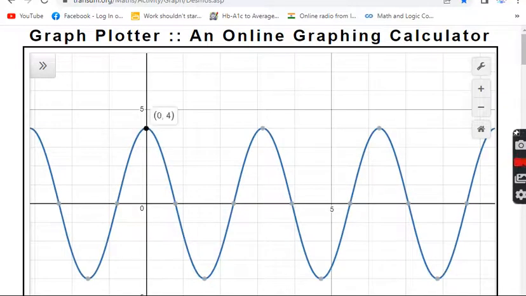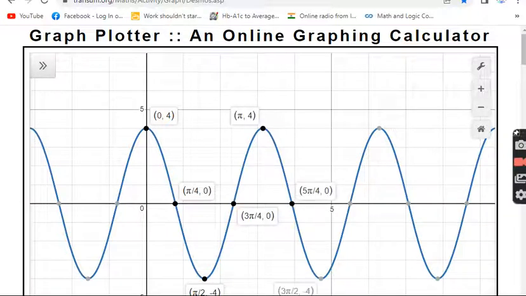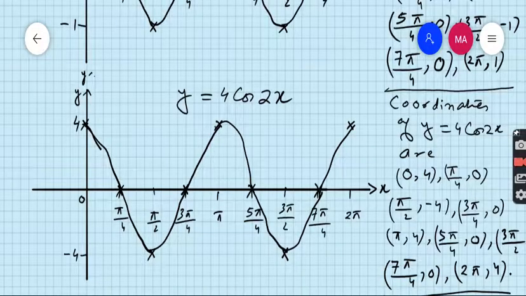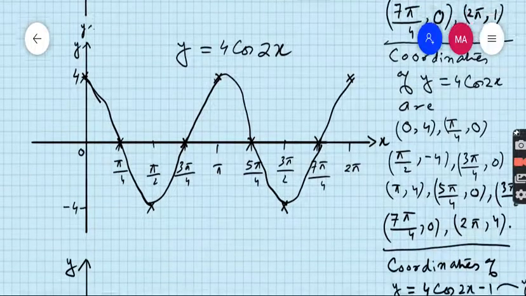So this is the first point, the second, fourth, fifth, sixth, 7, 8. So focus only on this part because our domain is from 0 to 2 pi. Start from 0, 4 and end at 2 pi, 4. See this. Start from 0, 4 and end at 2 pi, 4. So hope you understand. Come to the last one.